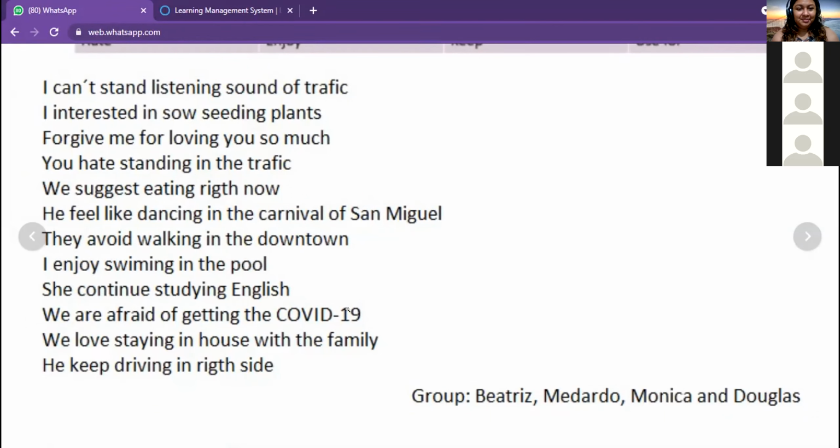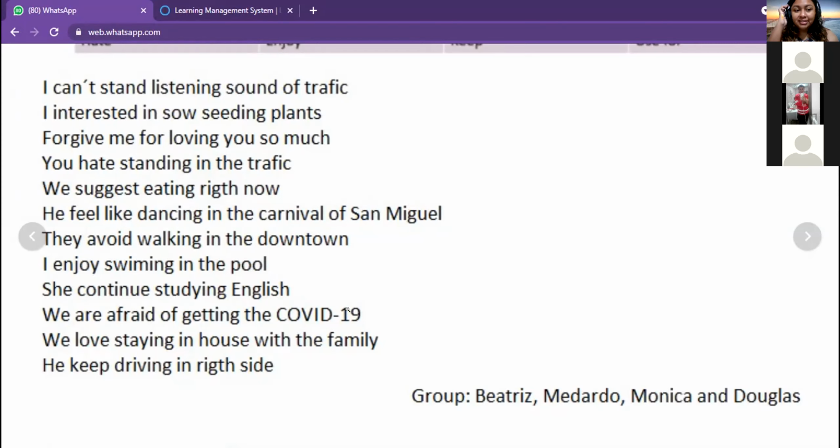Okay. You hate standing in the traffic. We suggest eating right now. We feel like dancing in the Carnival of San Miguel. Okay. The next. Excuse me. They like walking in the downtown. Beatriz? Continue. Or Monica? I enjoy swimming in the pool. She continues studying English. They are afraid of carrying the COVID-19. We love staying in the house with the family. We keep driving on the right side.